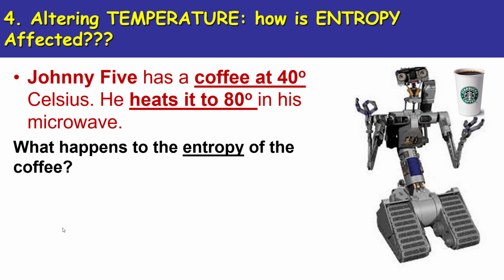Fourth example we want to talk about is what happens when you alter the temperature of a system. So throwback to the 80s, there was a movie called Short Circuit. This was the robot that was in there. It was Johnny 5, and Johnny has some Starbucks coffee at 40 degrees. He heats it to 80 in his microwave. What happens to the entropy of the coffee?